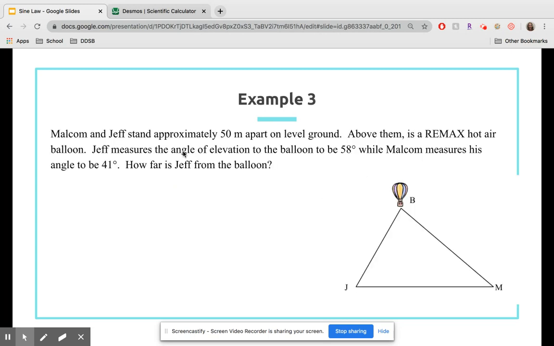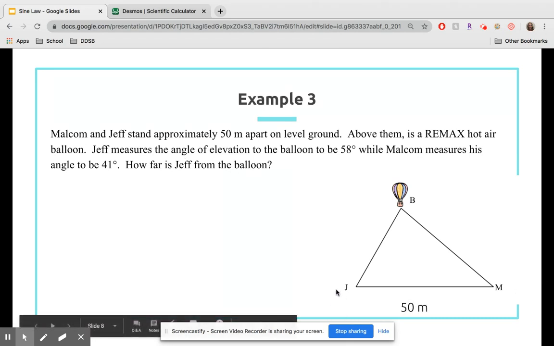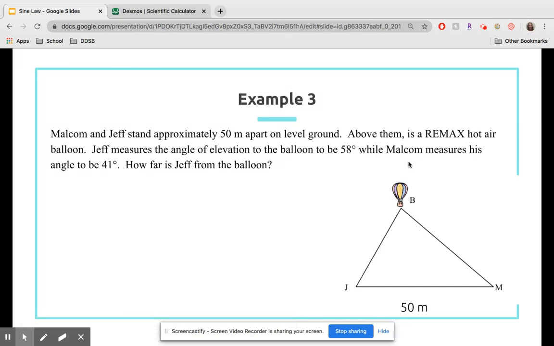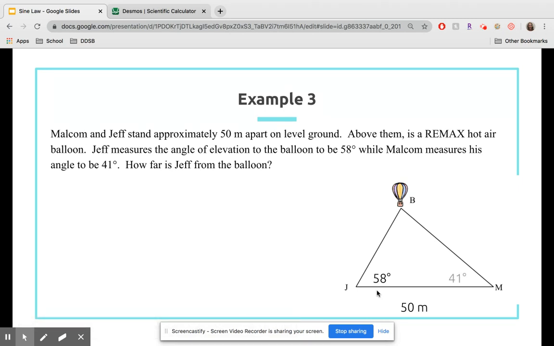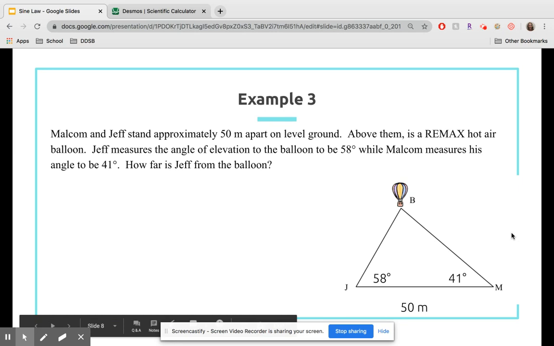So example 3. Malcolm and Jeff stand approximately 50 meters apart on level ground. That means between Jeff and Malcolm, that's 50 meters. Above them is a Remax hot air balloon. Jeff measures the angle of elevation to the balloon to be 58 degrees, so from Jeff it is 58 degrees from the ground. And Malcolm measures his angle to be 41 degrees, so this angle here is 41. How far is Jeff from the balloon? So we're trying to find x here, how far Jeff is from the balloon.